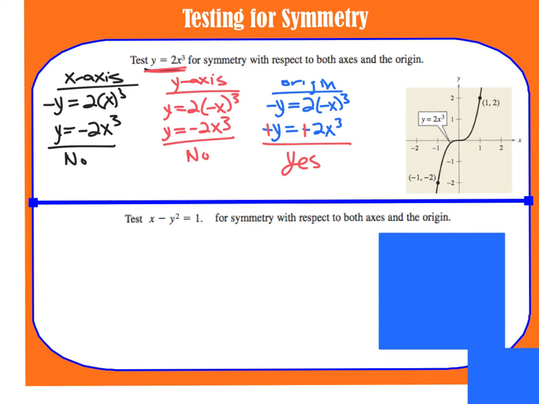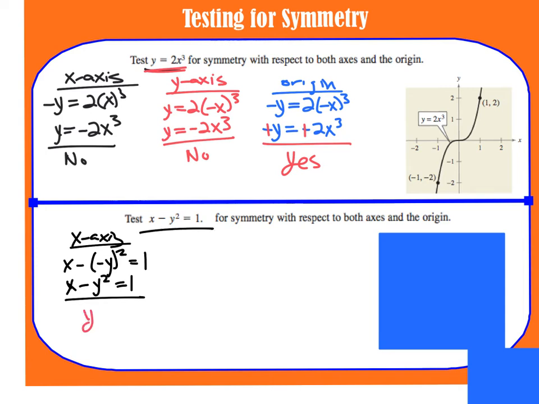For x-axis symmetry, how do we test? We change the y. So now I have x minus negative y, quantity squared, is equal to 1. What happens when we raise a negative to an even power? It becomes positive, exactly. So this is x minus y squared is equal to 1. Is this the same as my original? Yes. So what do we know? It's symmetric about the x-axis. We don't really need to keep going, but we're going to just do it on this one.